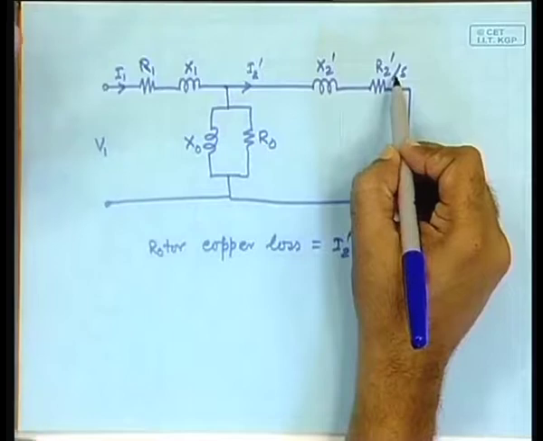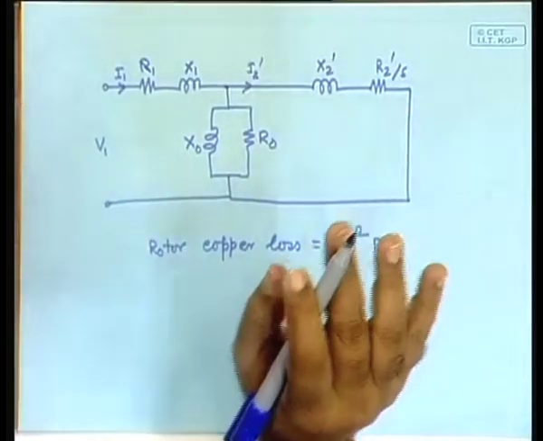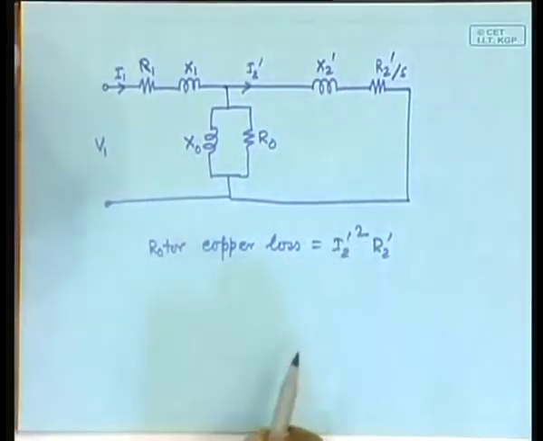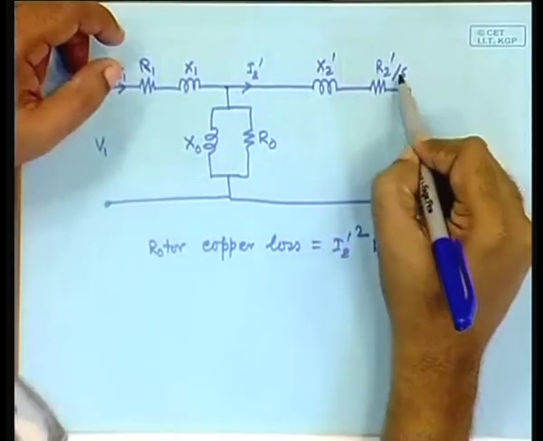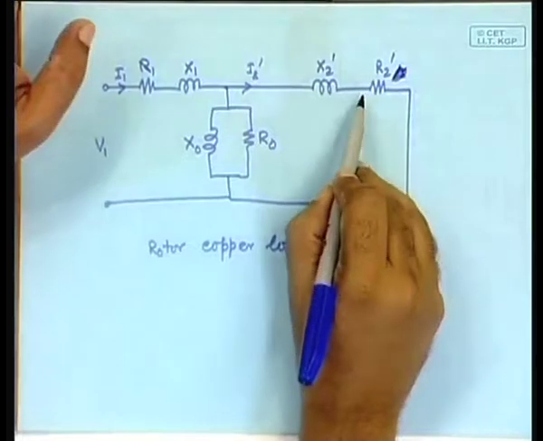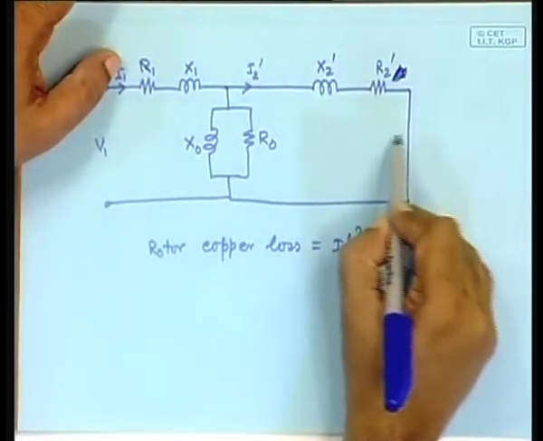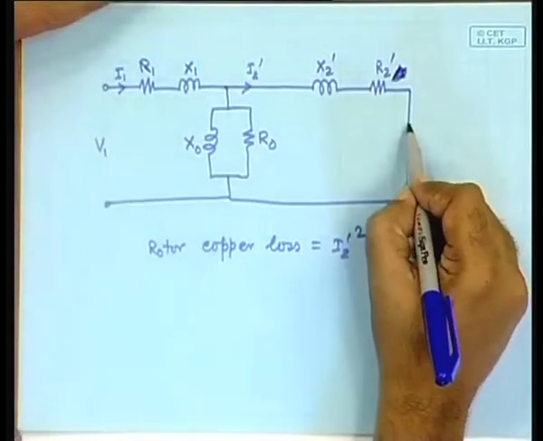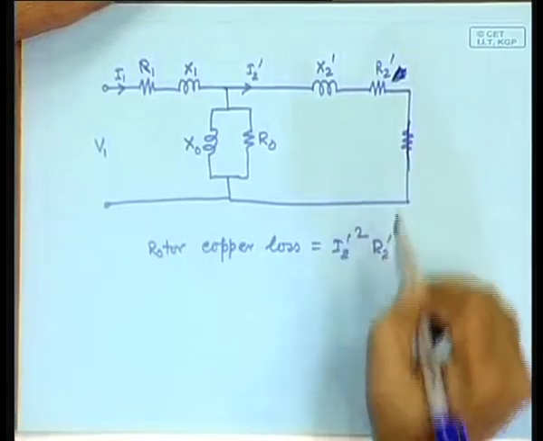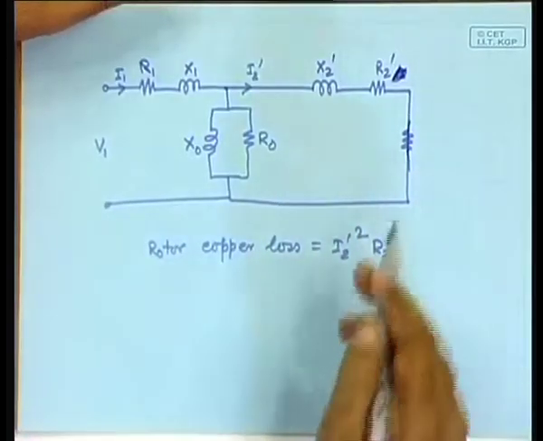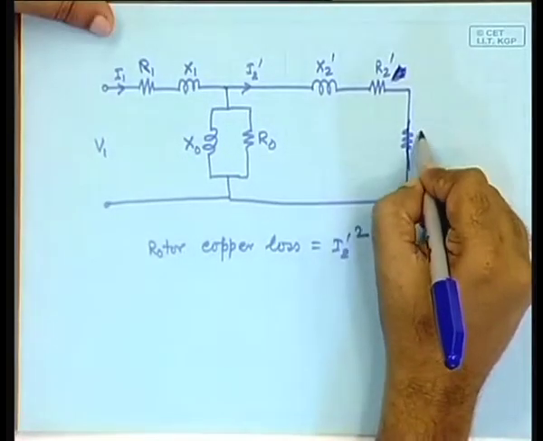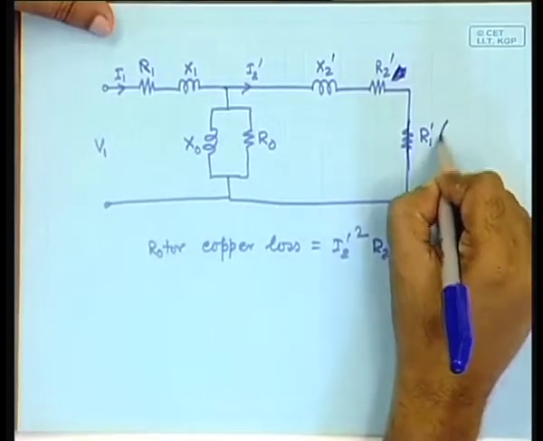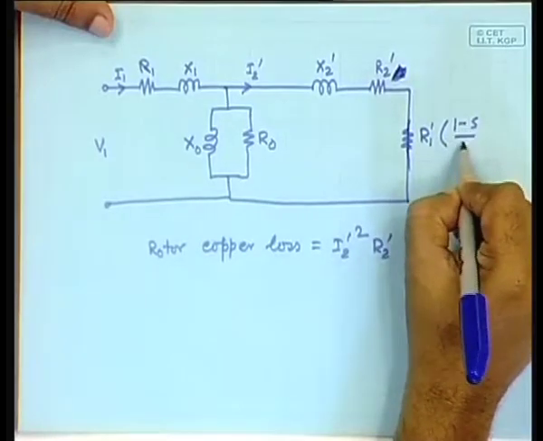Then what about this? In order to take into account that issue, what we will do is we will break it up into two parts. We will say that okay, R2 prime let it be here, but ultimately we know that this thing was R2 prime by S. So, we will add an additional resistance here, so that the total becomes R2 prime by S. What will that resistance be? R2 prime into 1 minus S by S.